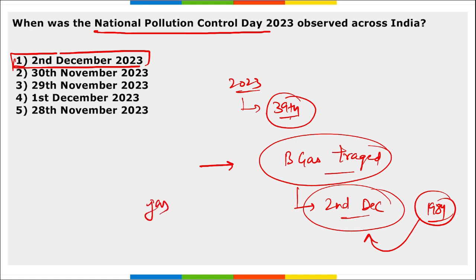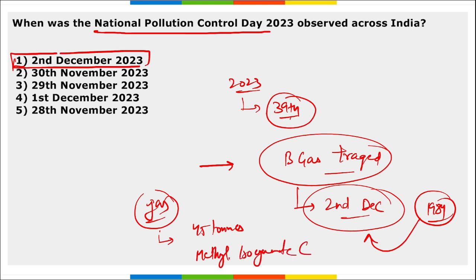Then the next question that can be asked is about the gas that was released during the Bhopal gas tragedy. So 45 tons of methyl isocyanate was released. That was a hazardous gas, a gas that took the lives of multiple people.